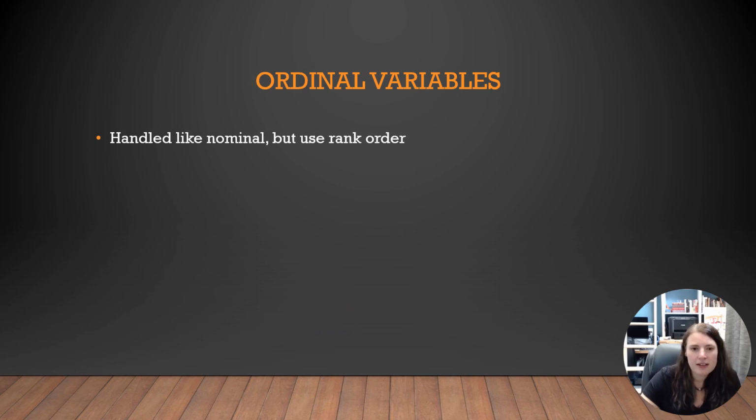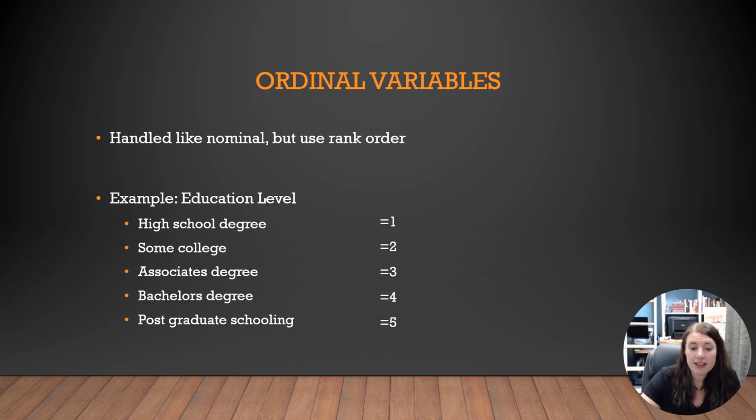Not too bad, right? Ordinal variables are similar, but because they have a rank order, we want to make sure that we put the attributes in order before assigning the coding scheme. The order can go from lowest to highest or highest to lowest, whichever way you prefer, so long as it is appropriately ranked. Let's take a look at this example of education level.